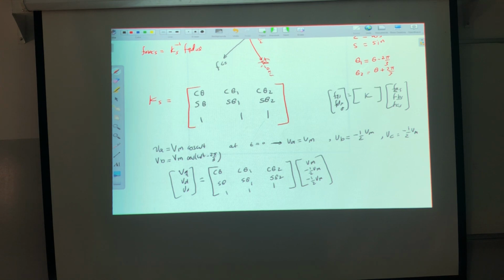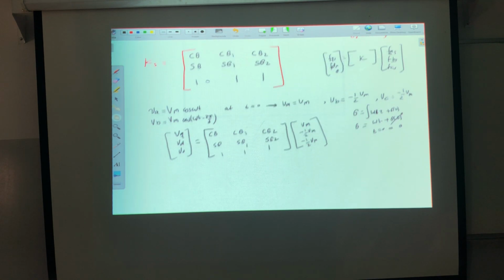And theta was equal to the integration of omega d tau plus theta of 0. So this will be omega t plus theta of 0, correct? Yeah? So let's assume that theta of 0 is equal to 0. So at t equal to 0, theta is equal to what? 0. So now the matrix will read as what?